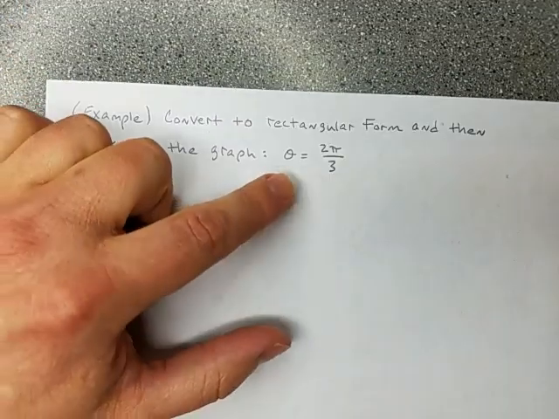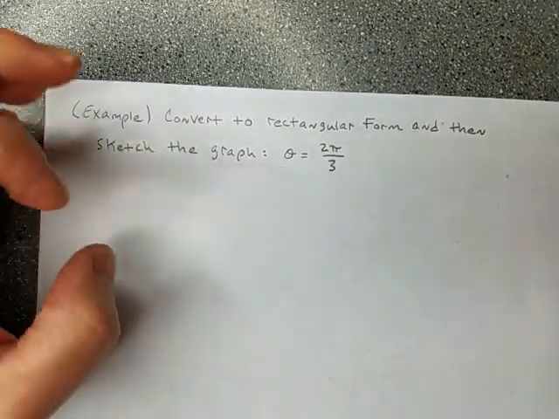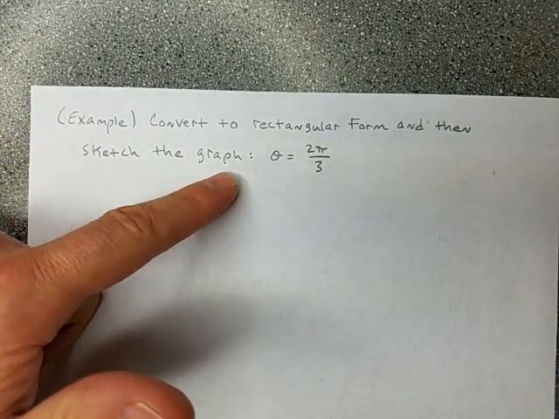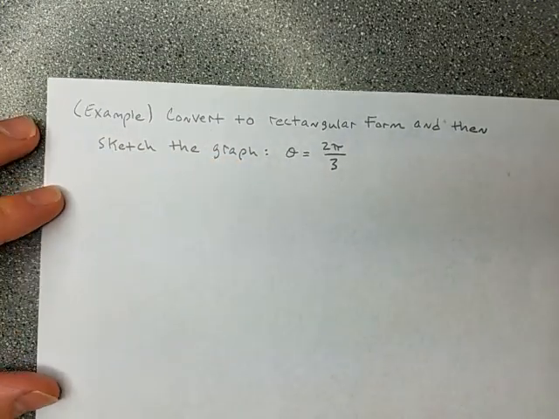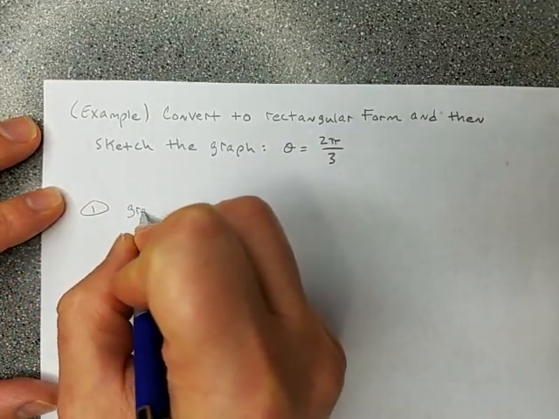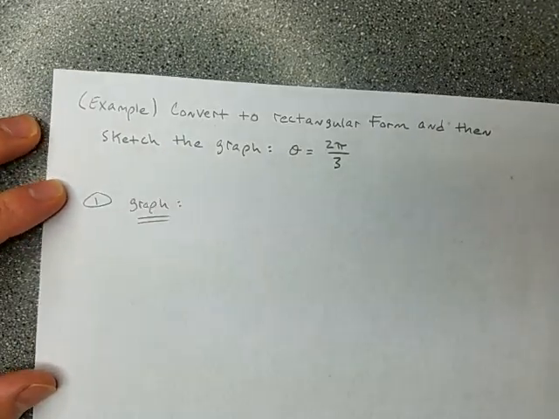This one is definitely not a circle. It says convert to rectangular form and then sketch the graph. I want to do this one in a different order than before. I'd like to do the graph part first. I guess it doesn't matter what order you do it in; you can do whatever order you think is best.